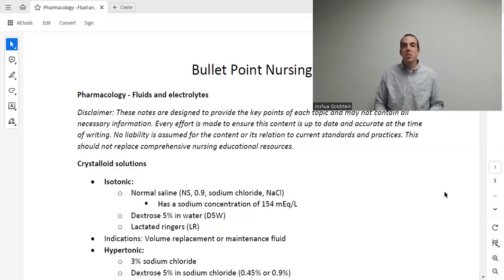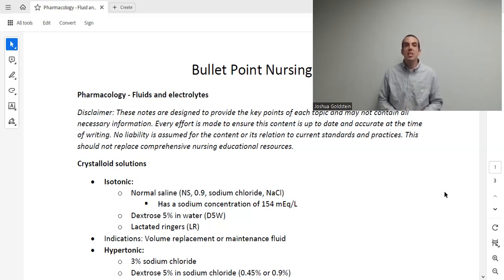All of these are isotonic, meaning they're not going to cause a fluid shift between the bloodstream and the cells. The volume that you have in your bloodstream, in your blood, versus the volume that you have in your cells. The differences between each of these is pretty minute. LR has a few different electrolytes in it. Normal saline obviously only has sodium chloride and water, and dextrose 5% in water is just that. It's dextrose 5% with the other 95% being water.